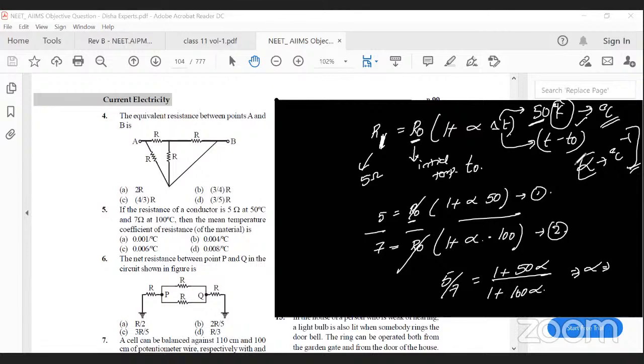Read that, Rahul. Yes, sir. Right. Do it. Try to find alpha. 0.01. Sir, option A, sir. Option A, yeah. Correct. Good. Option C, good. Let's see one more. Is there any doubt you want till this?